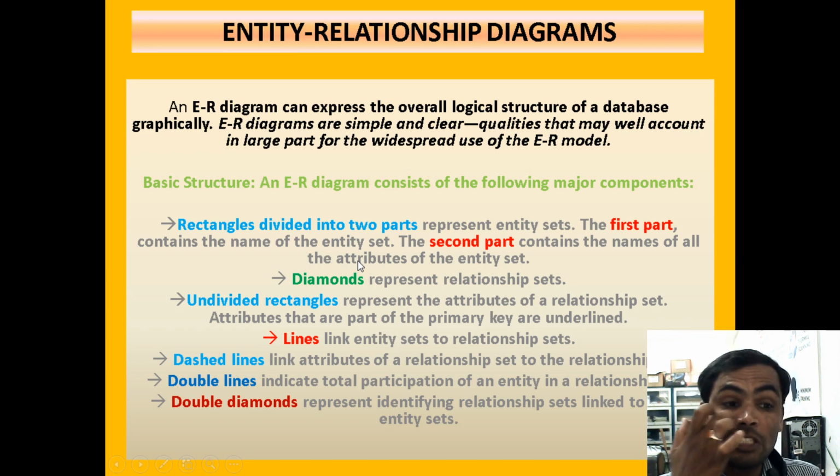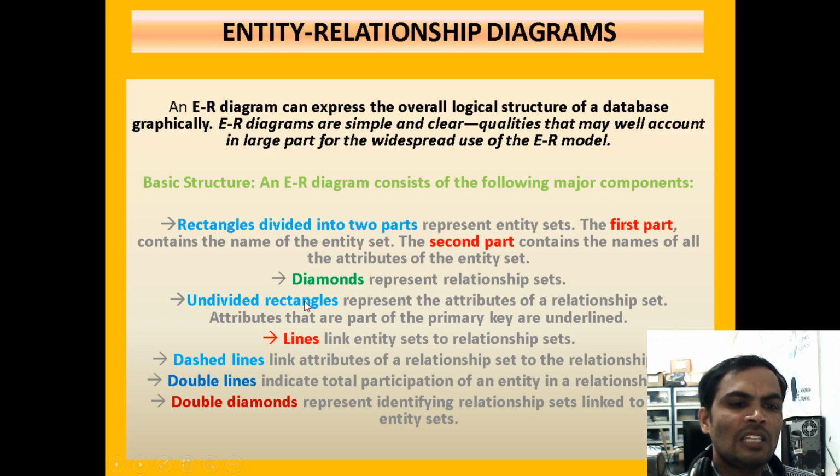Coming to the diamond, it is a component under the basic structure of the ER diagram. The diamond represents the relationship between two entities. Between two entities, if you want to give a relationship, we give it in the format of the diamond symbol.